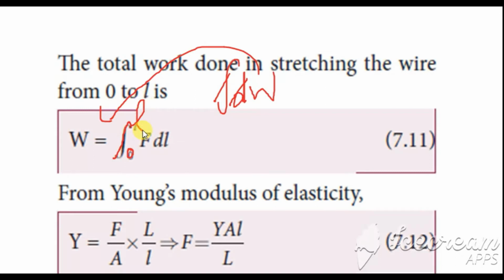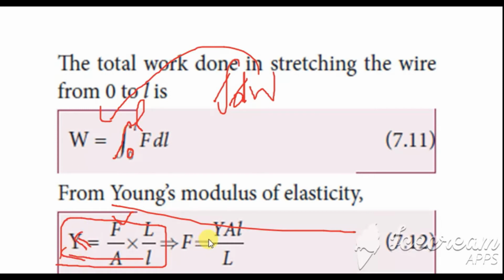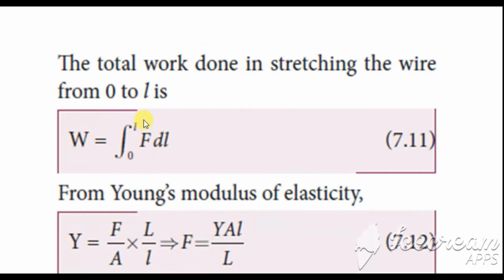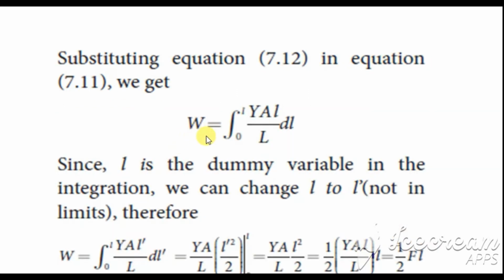Now what is the Young's modulus formula? Y is equal to F by A into L by l. In this, if we need the value of F alone, bring all the other terms to the other side. So we get F equal to YAl divided by L. This value of F we are going to substitute in this place. So W is equal to the integral of YAl divided by L into dl.